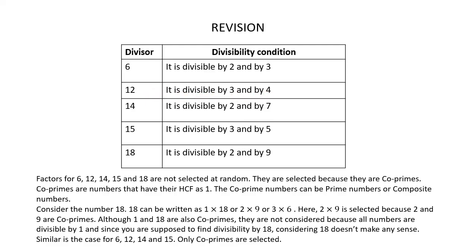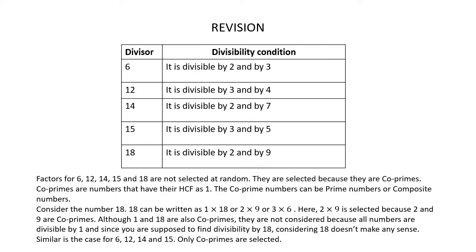For a number to be divisible by 14, it has to be divisible by both 2 and 7. For a number to be divisible by 15, it has to be divisible by both 3 and 5. For a number to be divisible by 18, it should be divisible by both 2 and 9.